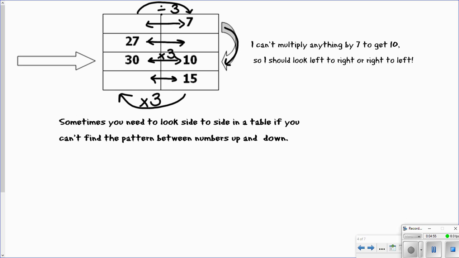So 7 times 3 is 21. 27 divided by 3 is 9. 15 times 3 is 45.